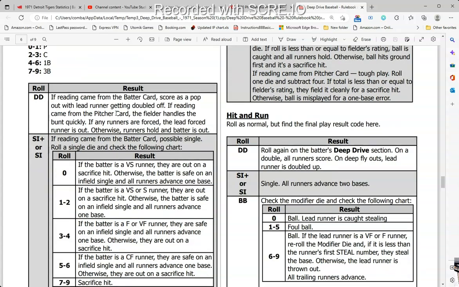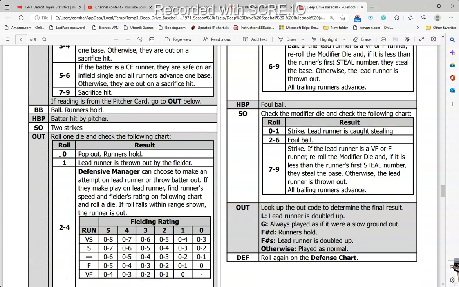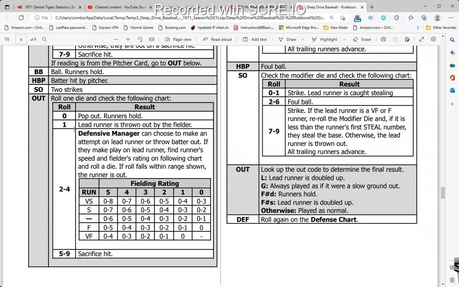So you're going to roll the 2d6 like you normally would, and then you're going to look on the pitcher's chart or the batter's chart, depending: 0 to 49, it's off the batter, and 50 to 99 is off the pitcher. The result there, and what you expect to get most of the time, is an out, and that out leads you to this chart right here, where it says lead runner is thrown out by fielder if you roll a 1. So roll 1 die and check the following chart.